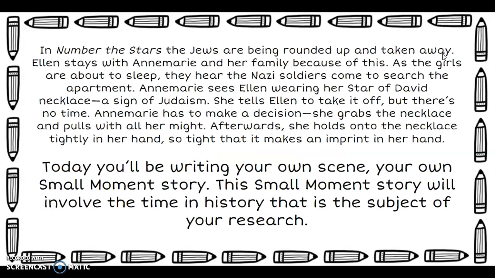In a book called Number the Stars, the Jews are being rounded up and taken away. A girl named Ellen stays with Anne Marie and her family because of this. As the girls are about to sleep, they hear the Nazi soldiers come to search the apartment. Anne Marie sees Ellen wearing her Star of David necklace, which is a sign of Judaism. She tells Ellen to take it off, but there's no time.